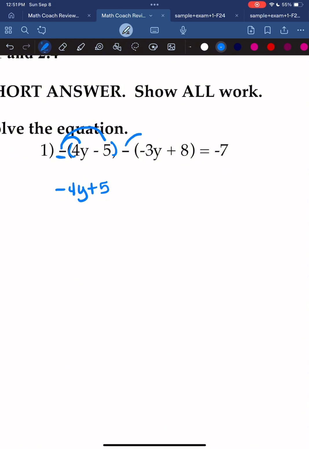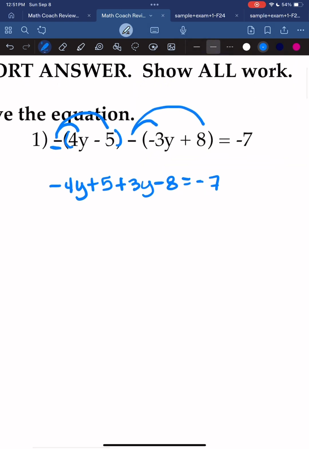So now we do the same thing again. Negative times negative 3y is going to be positive 3y. And then negative times positive 8 is going to give us negative 8. Because a negative and a positive will give us a negative number. Equals negative 7. So now we have to combine like terms. So what can we combine on this side? We can combine negative 4y and 3y, and then we can also combine positive 5 and negative 8.